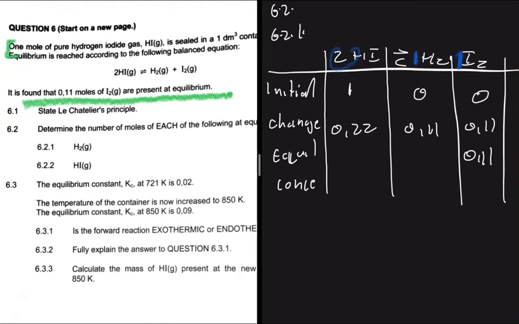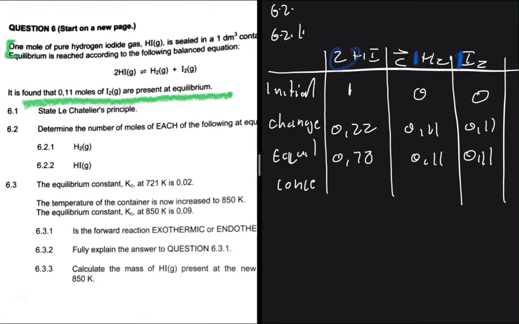With that 0.22, we can then find the number of moles of HI at equilibrium, right? So it's going to be 1 minus 0.22. That's how you do it. And then in the product side, you just add. So 1 minus 0.22, I'm getting 0.78. So we have 0.78 here, and we have 0.11 here.